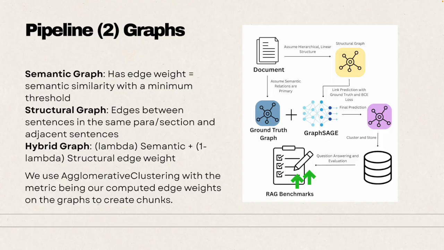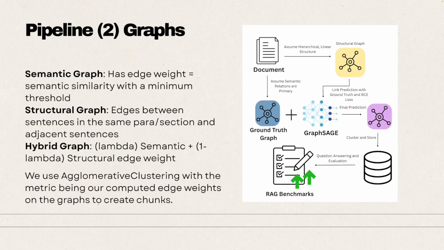Creating graphs from documents, we used three different strategies. Semantic graphs were created by setting edge weights as the cosine similarity between sentence embeddings. Edges with weights lesser than a threshold were then removed. For structural graphs, we created edges between sentences that were adjacent to each other, in the same paragraph, or in the same section with varying weights. Hybrid graphs for baselines were created by taking a linear combination of the weights from the semantic and structural graphs.